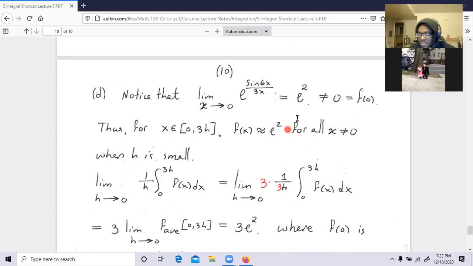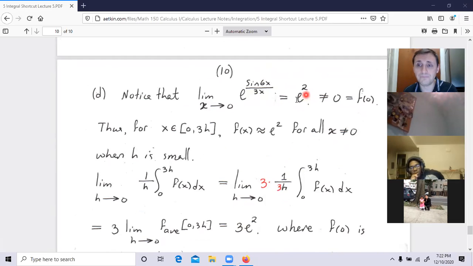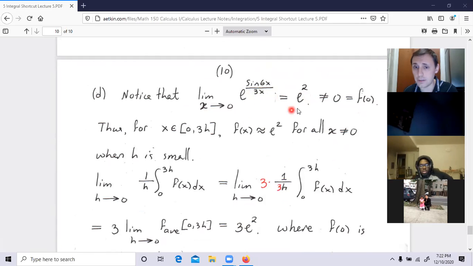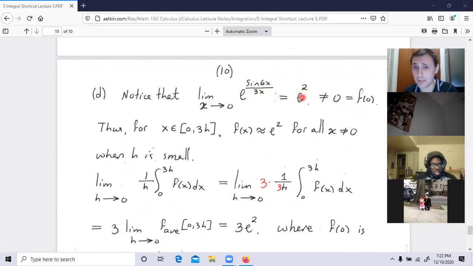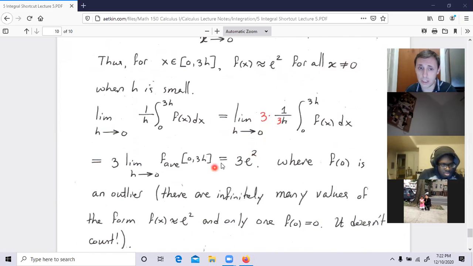Here in this limit, we have an infinity of values. So we will have lots of values that are similar to e squared, infinitely many of them, and only one zero. So it does not do anything. It's not affected. Zero does not cause any change in it. So the average here that we will obtain is, to make it an average, I have to have a 3 on the bottom. It's 3 times 1 over 3h. And so I have 3 e squared. Good? Do you understand?